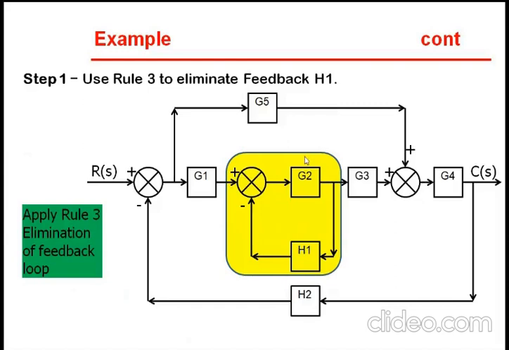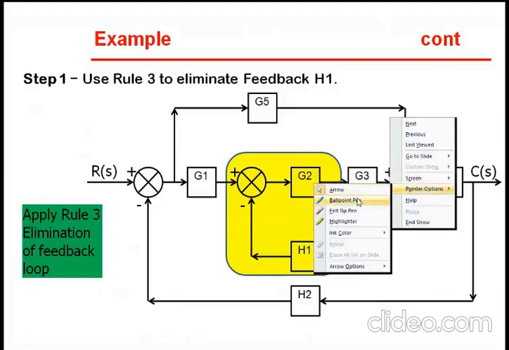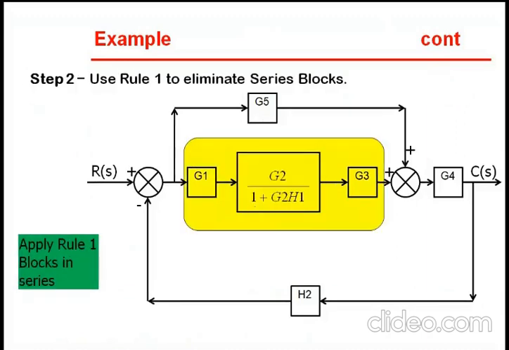So all of you are aware that the resultant of feedback, if it is a negative feedback, is G by 1 plus G into H. Now in this case, G is G2 and H is H1, and it is a negative feedback. Hence the resultant of these two blocks will become G2 by 1 plus G2 into H1.